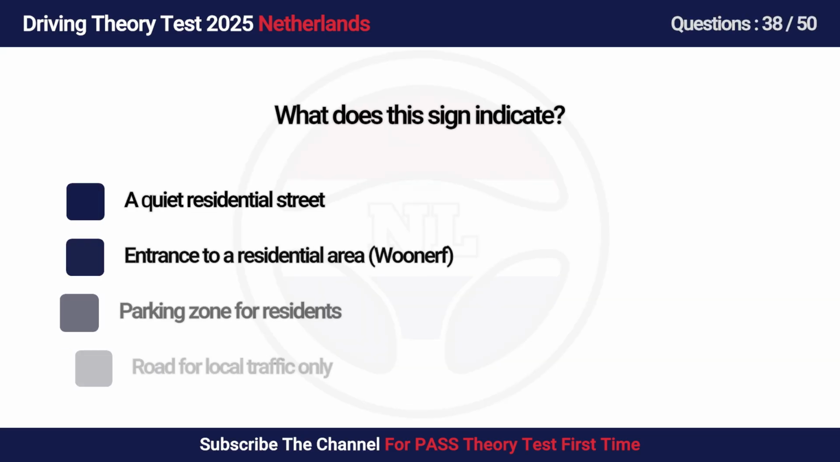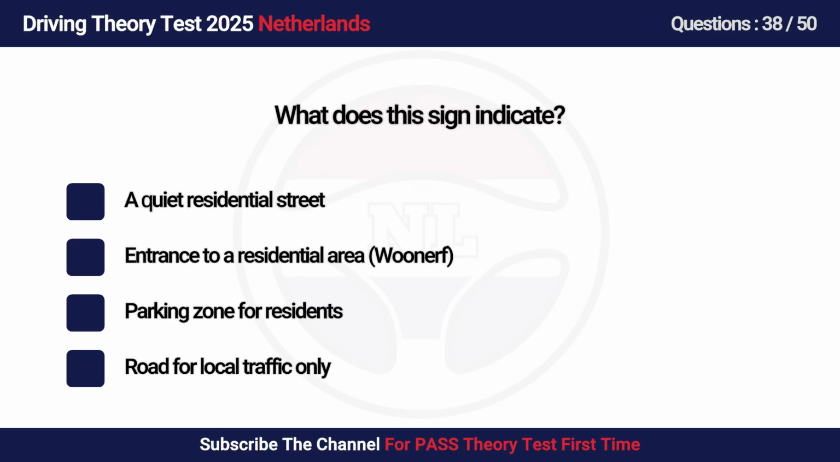Question 38. What does this sign indicate? A. A quiet residential street. B. Entrance to a residential area, woonerf. C. Parking zone for residents. D. Road for local traffic only.